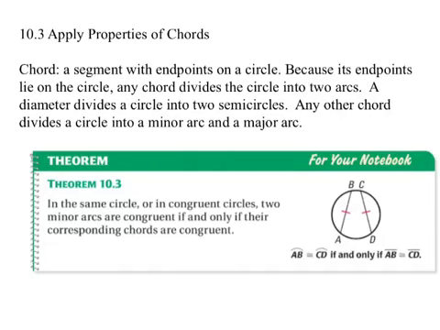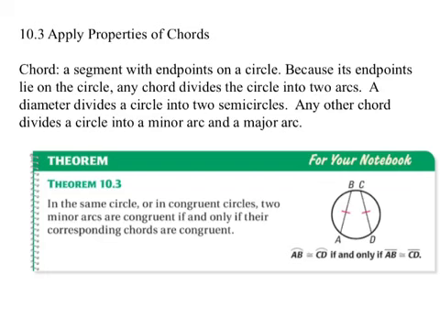Okay, let's start section 10.3, applying properties of chords. A chord, remember, is a segment with endpoints on a circle. Because its endpoints lie on the circle, any chord divides the circle into two arcs. A diameter divides a circle into two semicircles. A semicircle is 180 degrees. Any other chord divides a circle into a minor arc and a major arc.